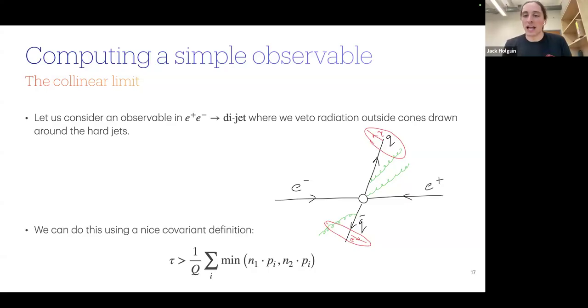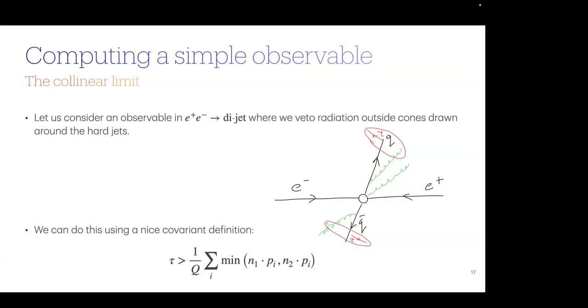So if you think about a gluon that's close to the quark, then N1.P is always going to be smaller than N2.P, which is going in the opposite direction. And so this minimum is just basically providing a cut on the sum of all the momentum dotted with the direction that the quark is going in. So that's what this requirement that tau is greater than some value means in terms of these momenta. Does that make sense? Yeah, cool, thank you.